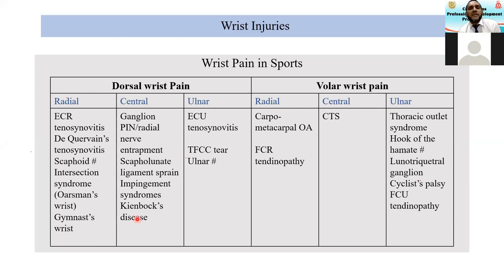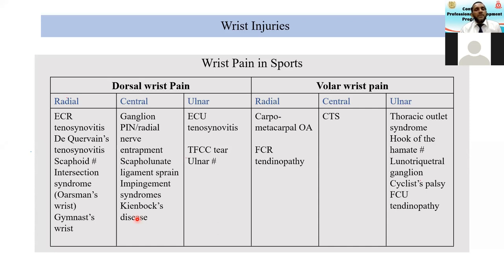Moving on to wrist injuries. When it comes to wrist pain, it's a very complicated structure, where you have many structures in a very small area. So it is important to divide whether the wrist pain is a dorsal pain or a volar wrist pain. Dorsal pain can again be on the radial side, central or ulnar side. The same goes for volar wrist pain. If you locate whether it's dorsal or volar, then we can identify which structure is mostly involved.